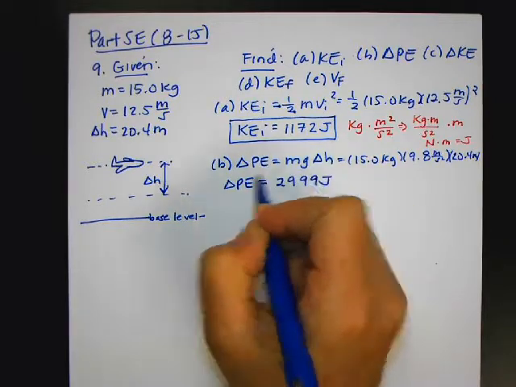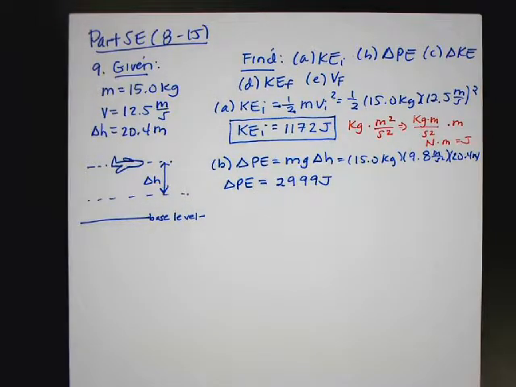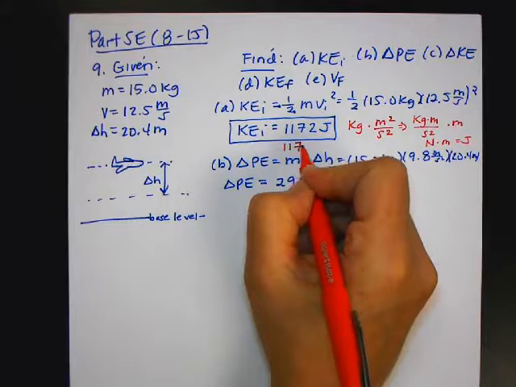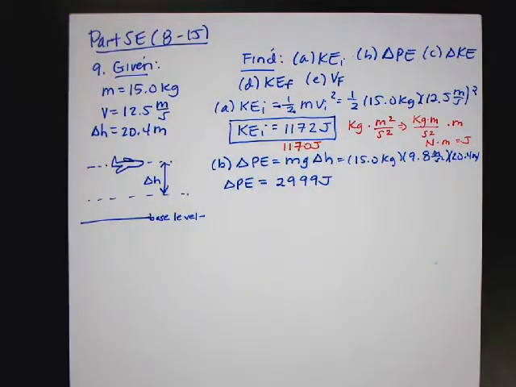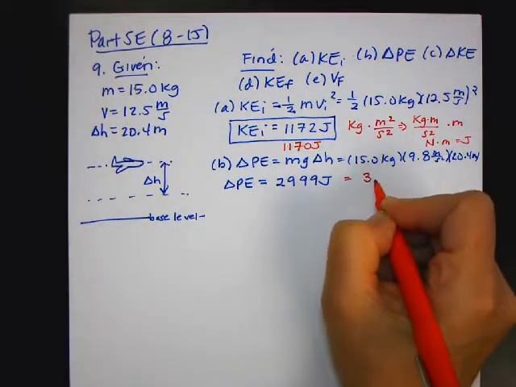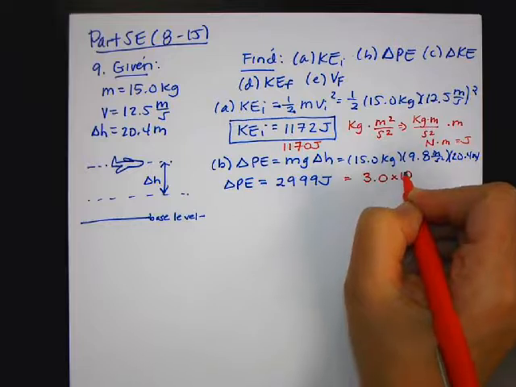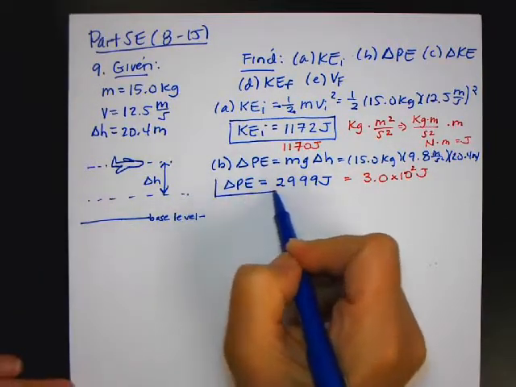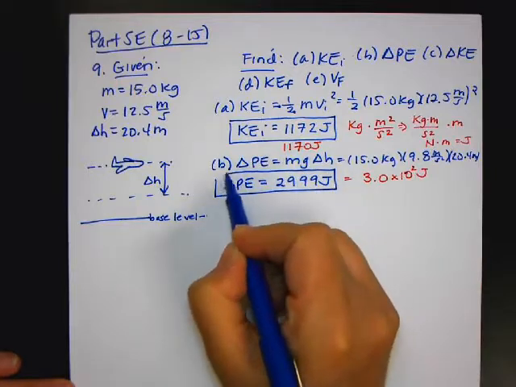So the change in the potential energy comes out to be 2999 joules. Now remember, on your homework sheet, everything is in correct significant figures. So this is 1170, which would be 3 significant figures. And then this one, if you had 3 significant figures, it would be 3.0 times 10 to the 2 joules. But right now, we just want to concentrate on the physics steps.